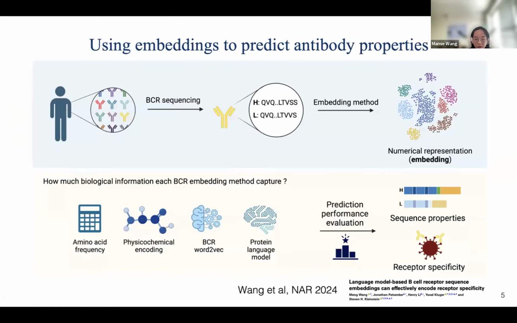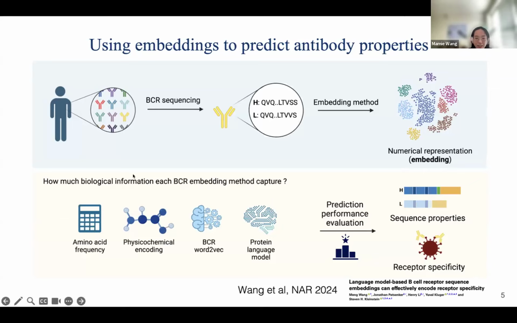In this project, I was particularly interested in profiling different embedding methods to examine if they capture biological information of the antibody sequences, including sequence properties and receptor binding. I'm curious whether there are any differences in what type of biological information these different types of embedding are good at. So in short, there are many traditional ways to represent the sequence in numerical values as embedding.